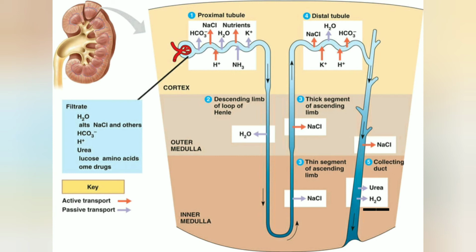Now, due to this, what happens? The water moves from tubular fluid into tissue fluid. Means the water from the collecting tube or collecting duct moves out and enters into the tissue fluid. Because of this, the urine becomes concentrated.